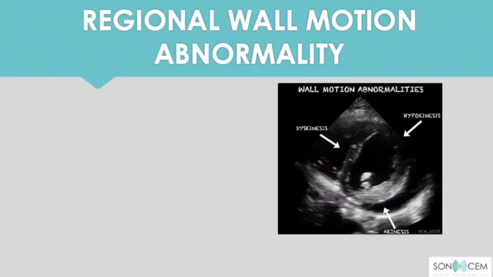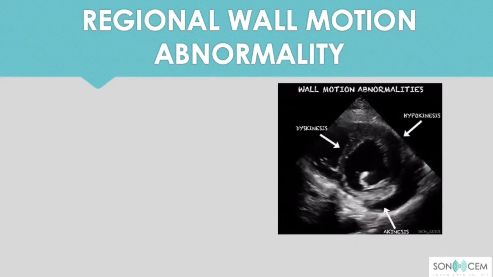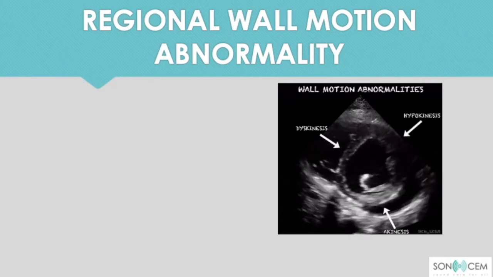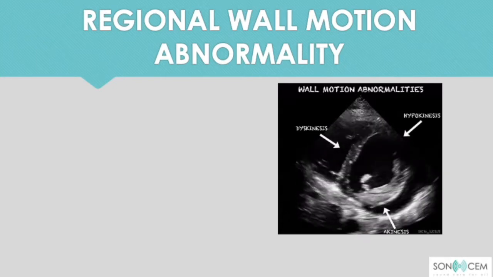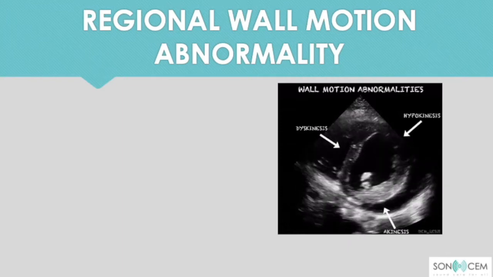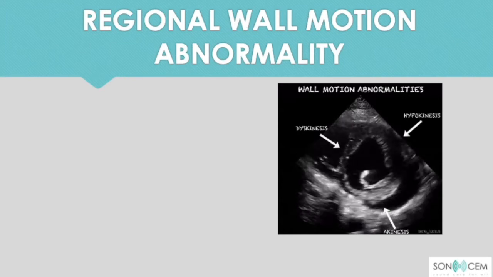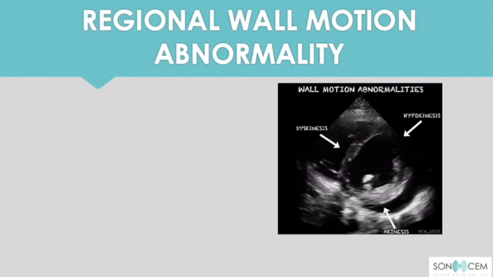In regional wall motion also, you have to see the type of the movement. Is it dyskinesis, the abnormal movement of part of the LV wall compared to other parts? Hypokinesis, less movement, and akinesis, not moving of the particular wall.